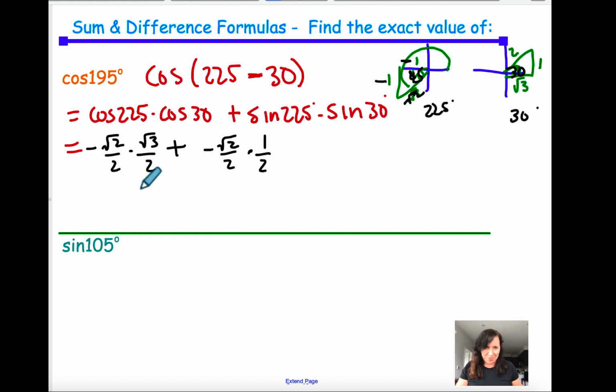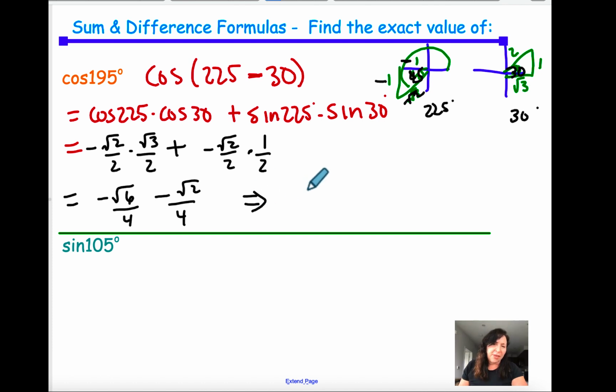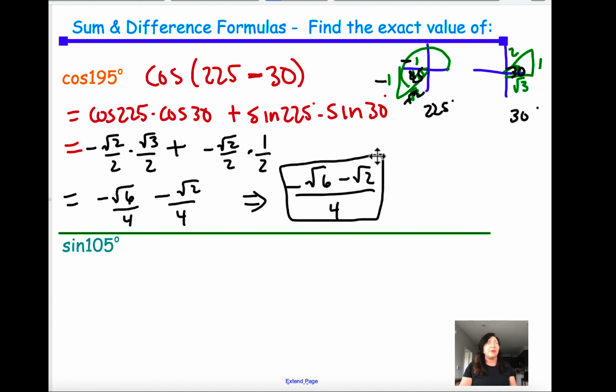And just to simplify this, that's going to be negative root 6 over 4. You just multiply the roots together, keep that negative sign. And then this is negative times positive, also negative, root 2 over 4. And I can simplify this to combine the two numerators, meaning I have the same denominator, so my denominator is 4. So I would just say negative root 6 minus the square root of 2, and leave it at that. That's your answer. I mean, yes, you can factor out a negative sign if you want, but there's no reason to.